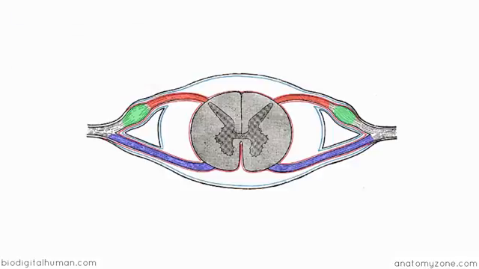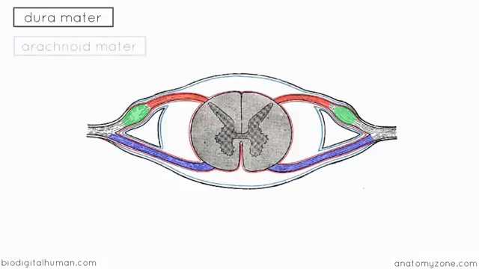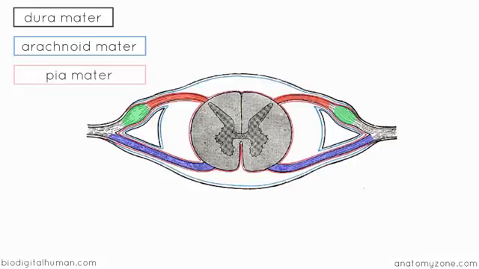So if you're familiar with the coverings of the brain, the spinal meninges are exactly the same. So you've got three layers. You've got the dura mater, the arachnoid mater and the pia mater. So just like in the brain, the dura mater is this tough fibrous outer covering which loosely envelops the spinal cord. So these meninges are actually continuous with the meninges of the brain.